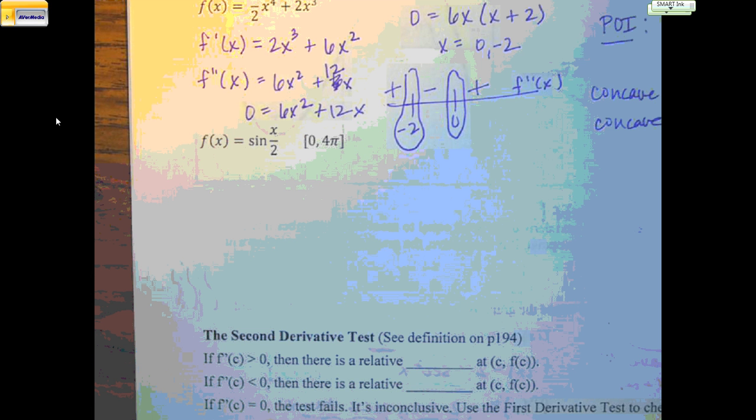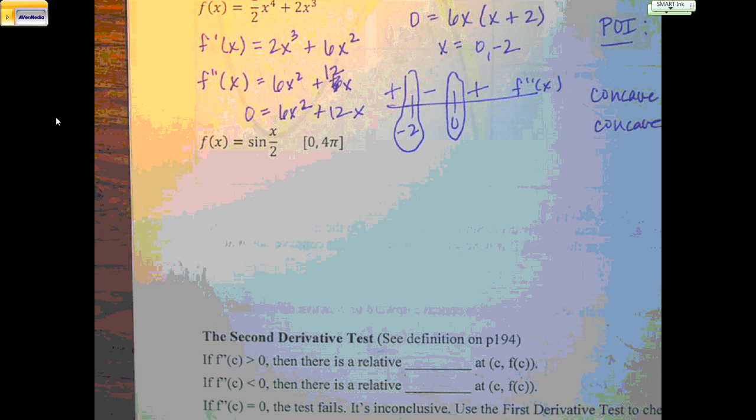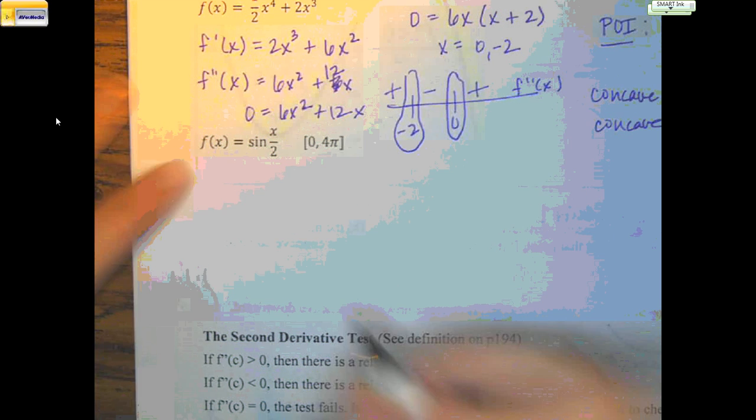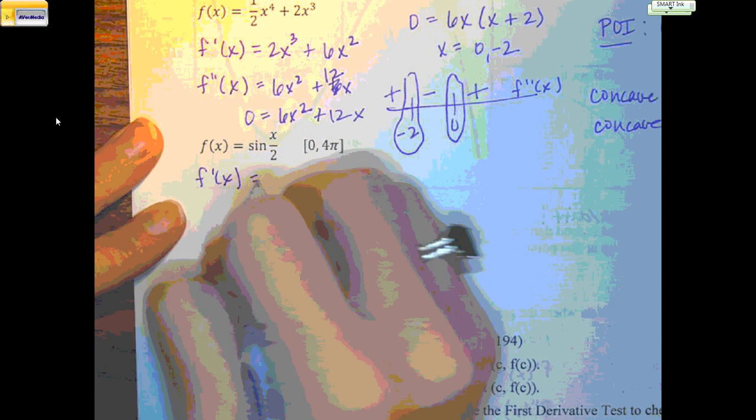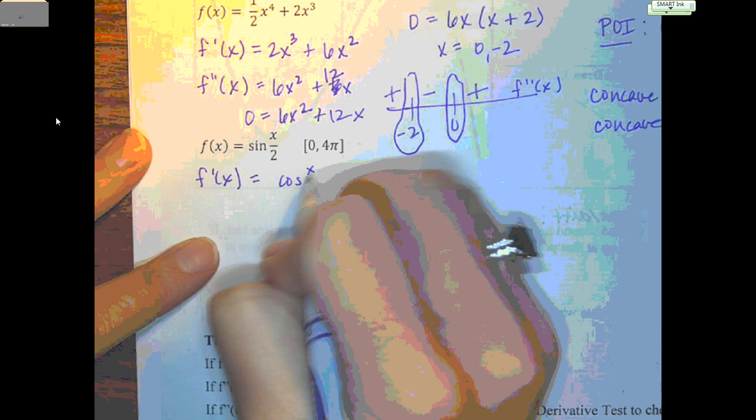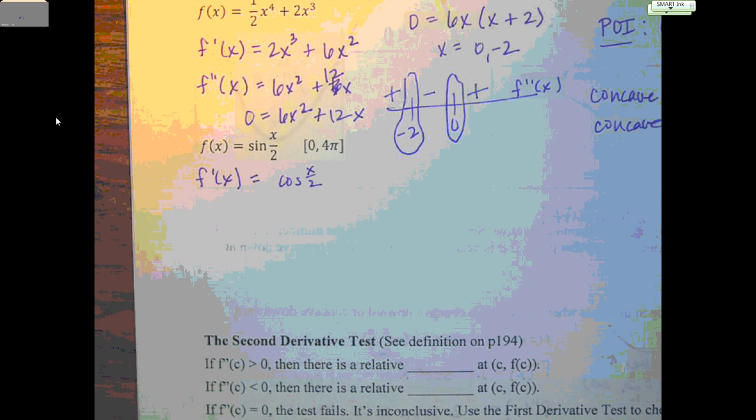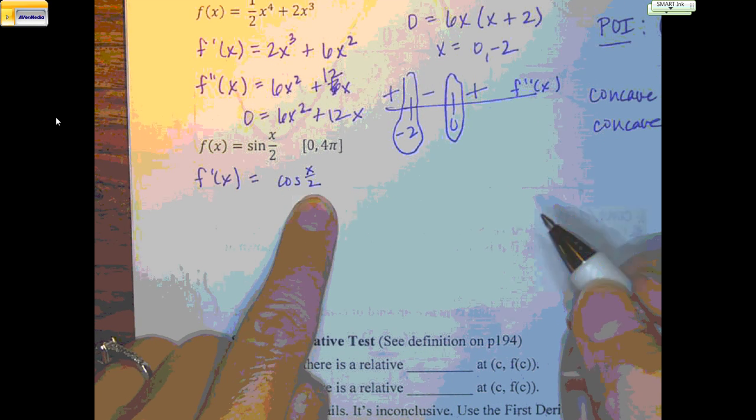First of all, is there anywhere where we have an issue with sine? Are we continuous? Are we differentiable? Are we okay? Yeah, sine's fine. So first derivative. I heard cosine, good. Cosine of x over 2, and that's it, right? Yay, derivative of the inside. So the outer function, we get cosine. What's the derivative of the inner function?